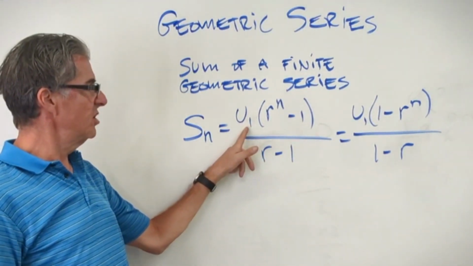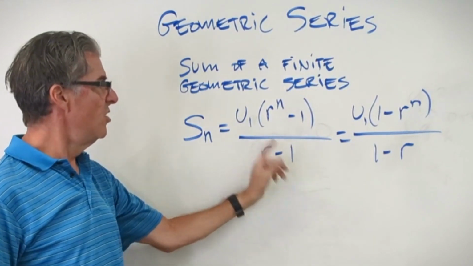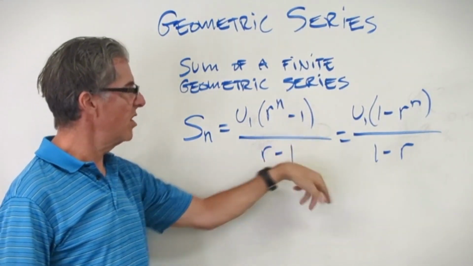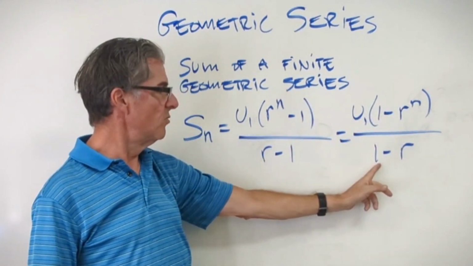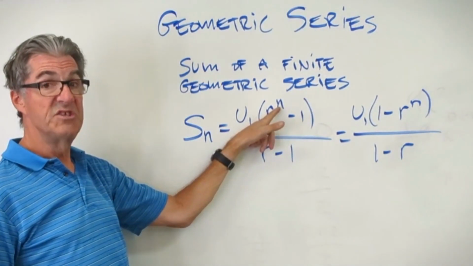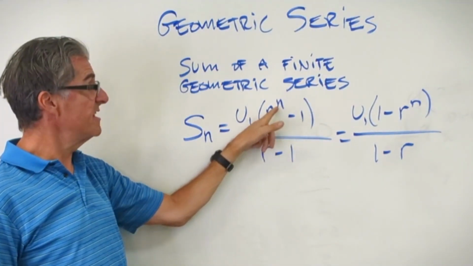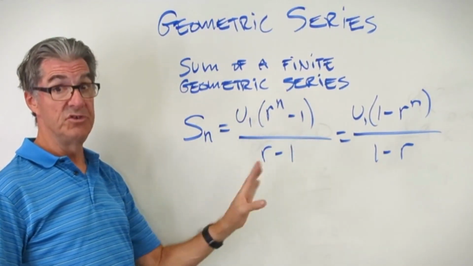You have the first term times r to the n minus 1 over r minus 1, or you can just flip these 2 parts and do u1 times 1 minus r to the n over 1 minus r. Now remember here, this is not r to the n minus 1. This is r to the n, then minus 1. So make sure you do that.